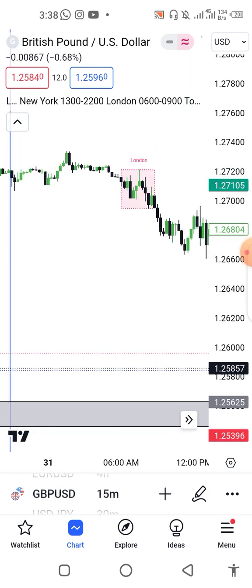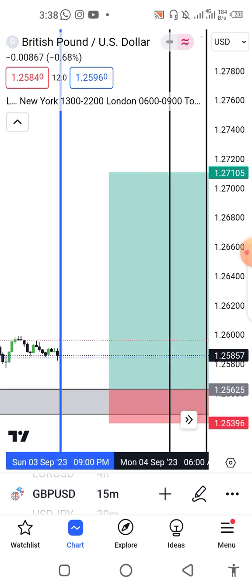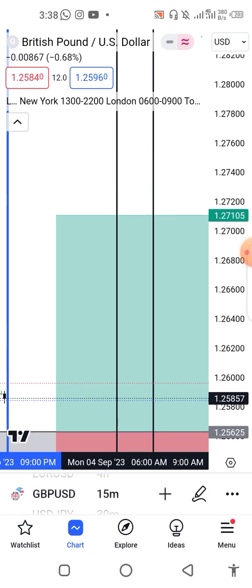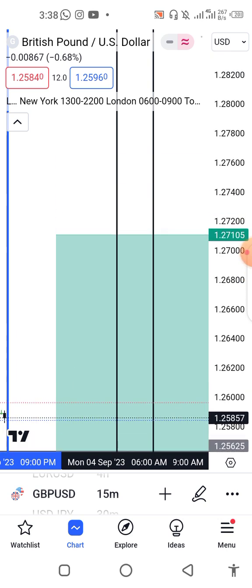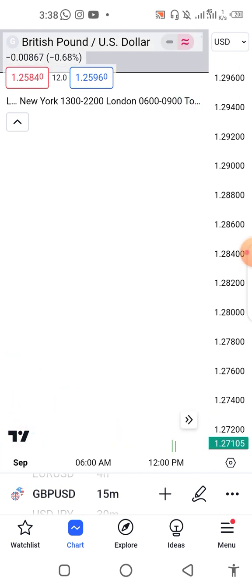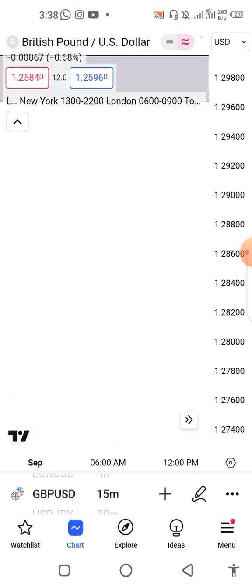Now, what is market structure? What is market structure in forex trading? I hope you've been hearing market structure here and there. All that we mean by market structure is the movement of price in a given time frame. Am I making myself clear here? We mean how price moves within a given time period.